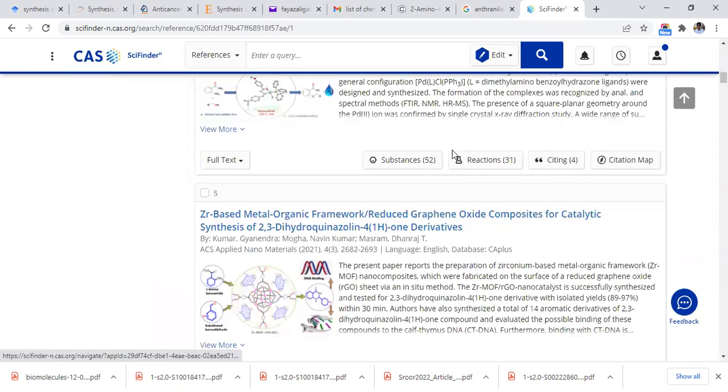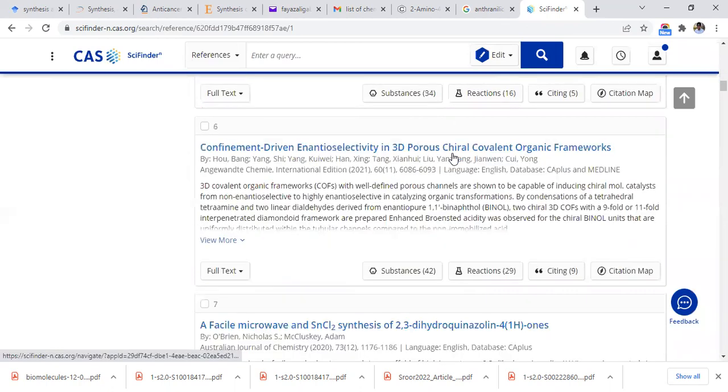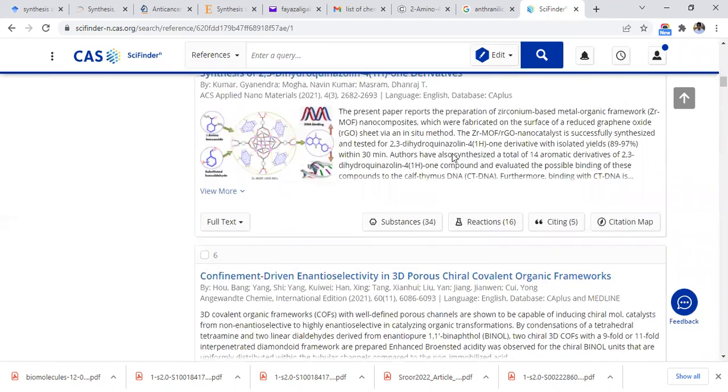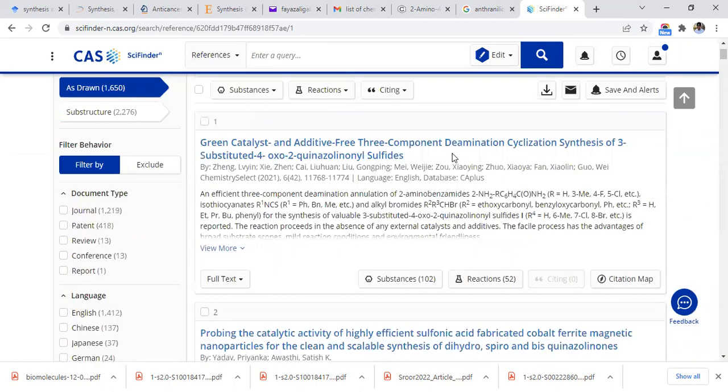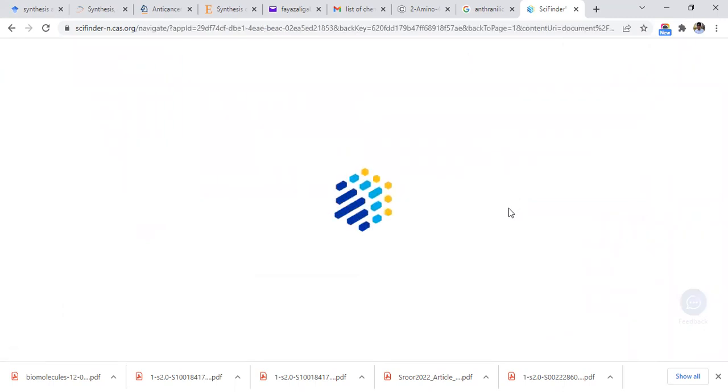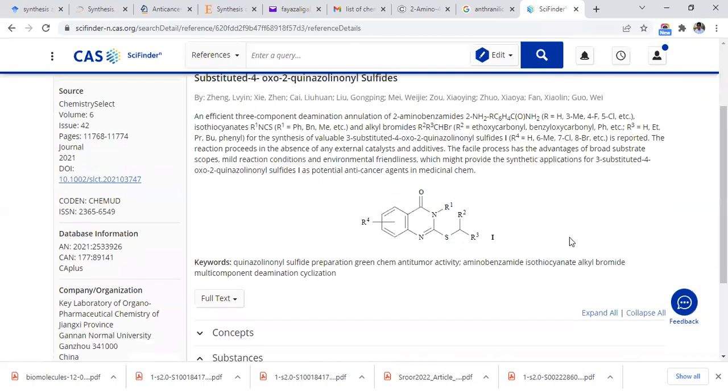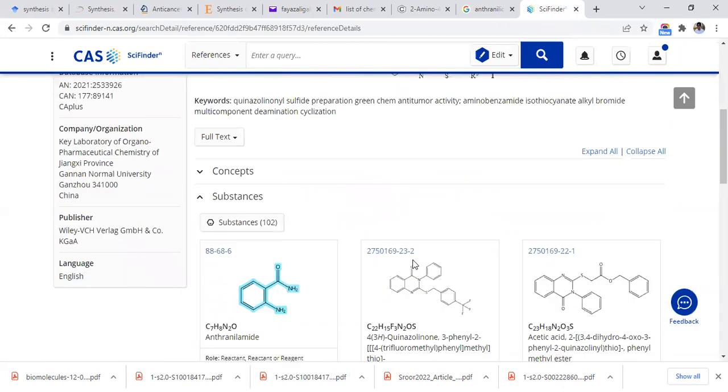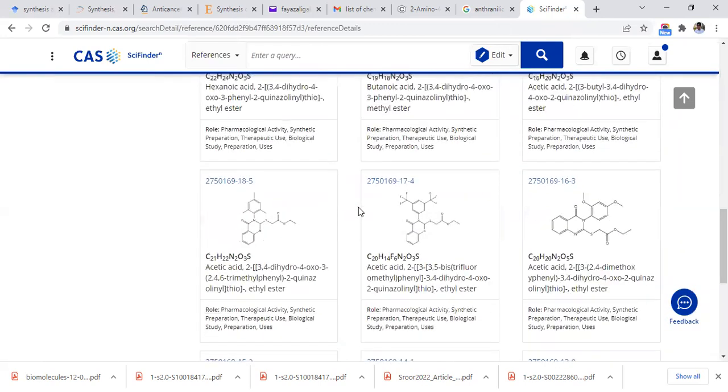These are the research papers which are about the reactions of, okay, we will go into our reactions. Let's see what happened. Quinazoline sulfonamide is synthesized or formed by this method.